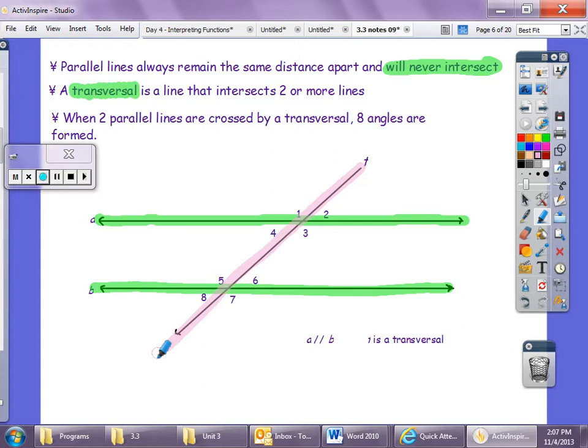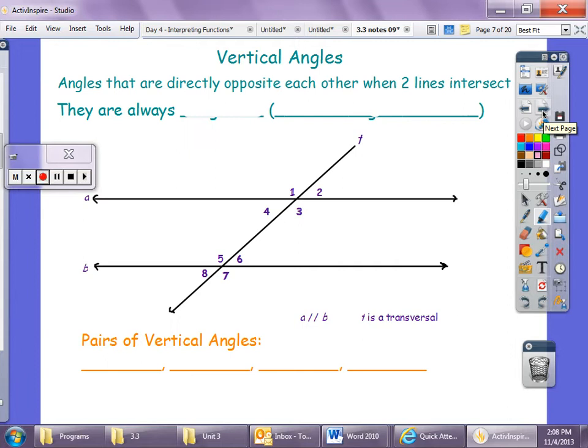Eight angles are formed. So we have 8 angles. And we're going to look at these angles and different properties that we can get out of these 8 angles. So the first thing we can figure out, vertical angles. Vertical angles are angles that are always directly opposite each other when two lines intersect, and they are always congruent.